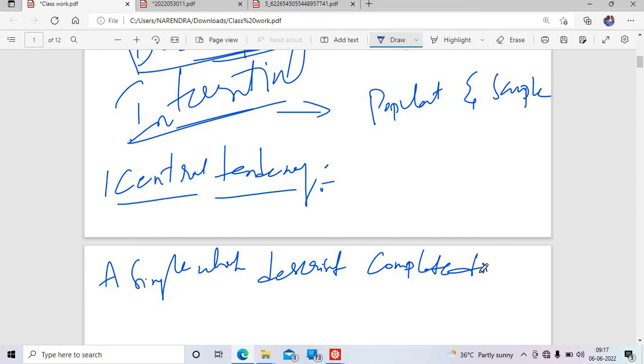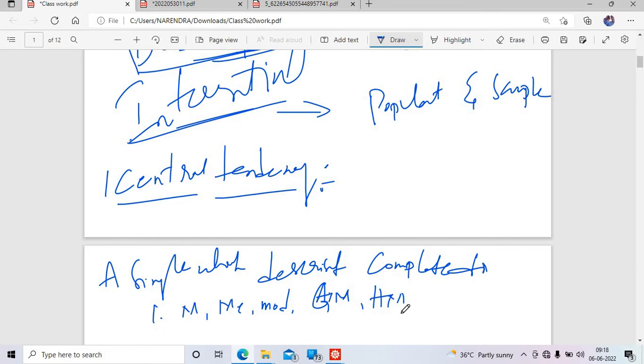In central tendency, five types are there. We are fully aware of these: mean, median, mode, geometric mean, and harmonic mean. These five are there. I will tell you briefly what is what, and then I will give you one simple example.